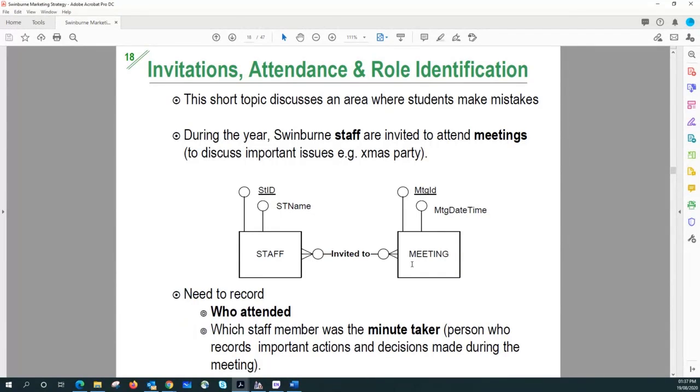So what they want is, now the staff are invited to multiple meetings, and one meeting can have many staff.